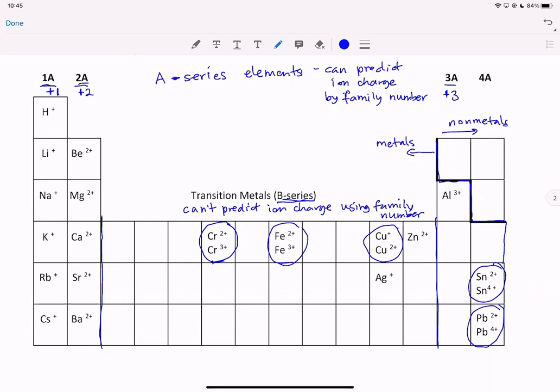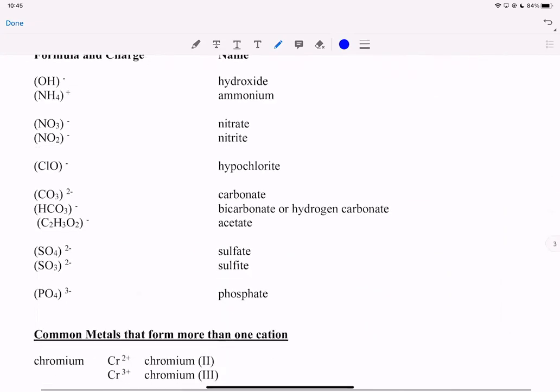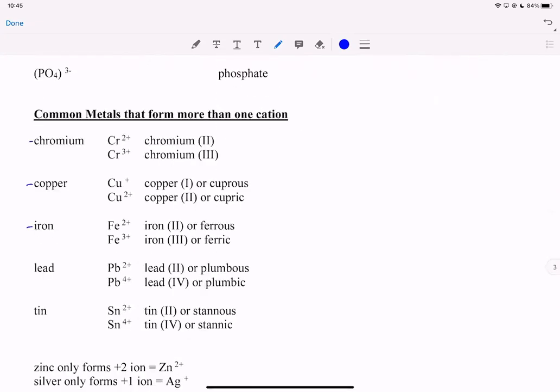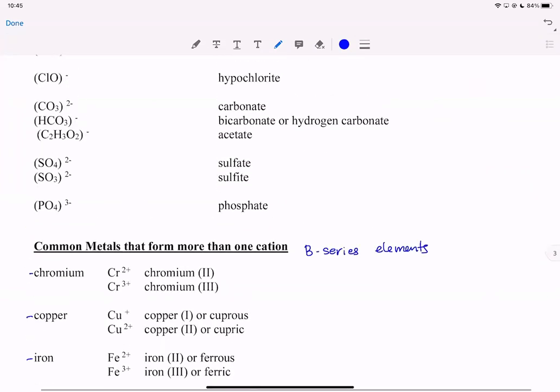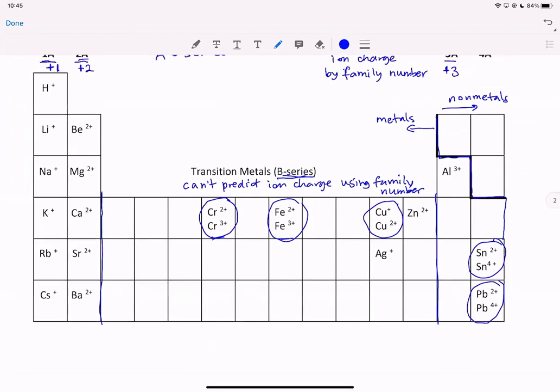And so these, the B series, that are listed here, the chromium, copper, iron, lead, and tin, those are the same pairs that are listed. These are the B series elements. Or I should say more accurately, the B series plus the lead and tin that are below the stair-step line, family 4. So that's Sn and Pb. Okay, so those are those pairs that we use in Chem 9.